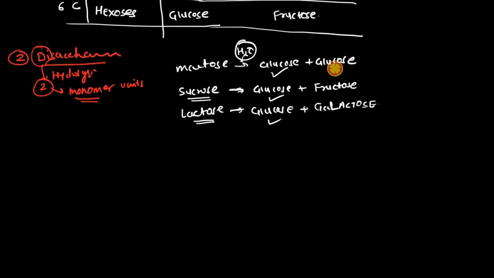See, glucose is common in all three: maltose, sucrose, and lactose. In maltose, the second molecule is also glucose, but in sucrose, the second molecule is fructose, both containing R. So you can easily remember. In lactose, one is glucose and the other is galactose. By this manner, you can easily remember it.